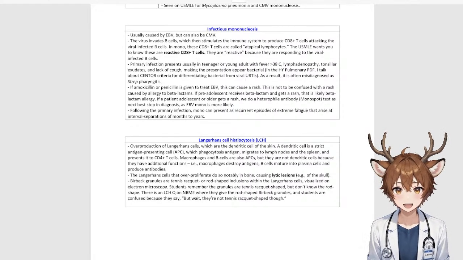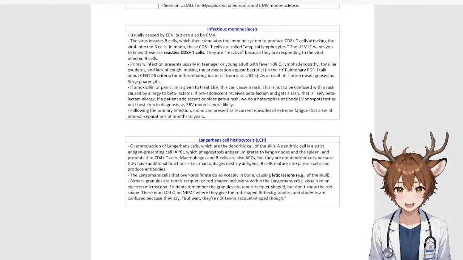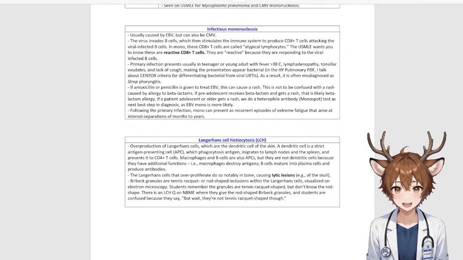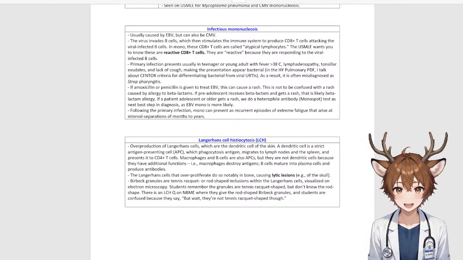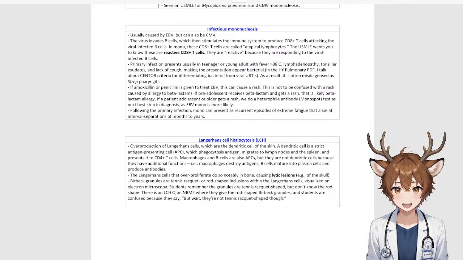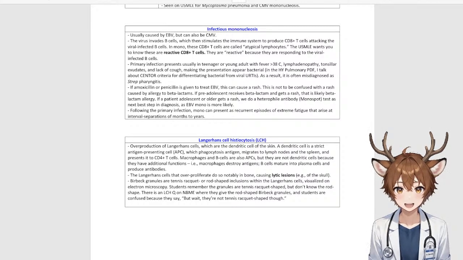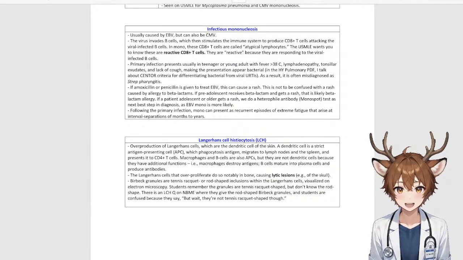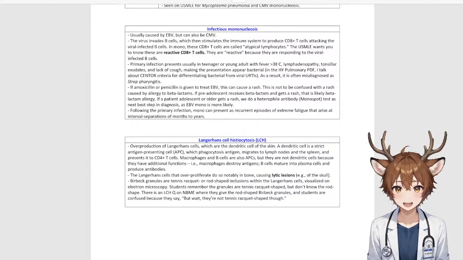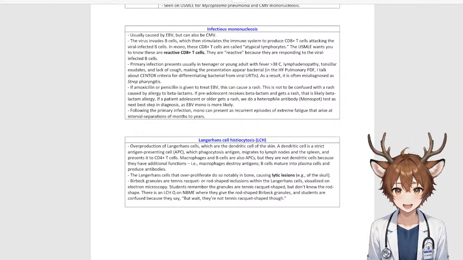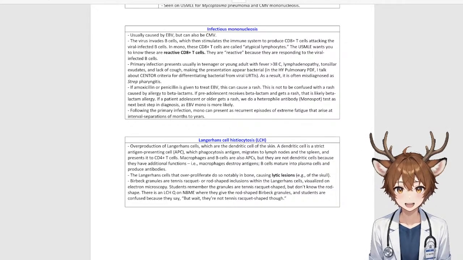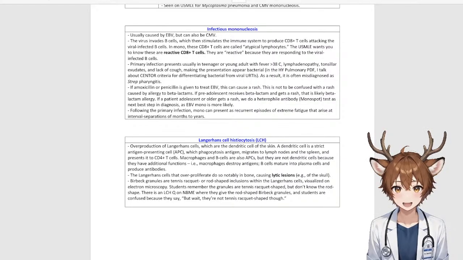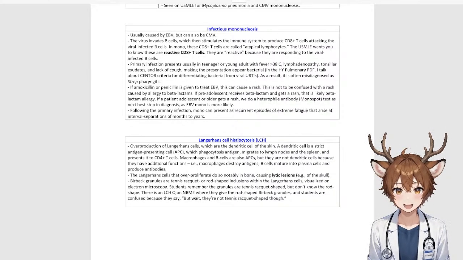Infectious mononucleosis is usually caused by Epstein-Barr virus, EBV, but it can also be caused by cytomegalovirus, CMV. The virus invades the B cells, which then stimulates the immune system to produce CD8 positive T cells attacking the viral infected B cells. In mono, these CD8 positive T cells are called atypical lymphocytes. The USMLE wants you to know that these are reactive CD8 positive T cells. They are reactive because they are responding to the viral infected B cells.